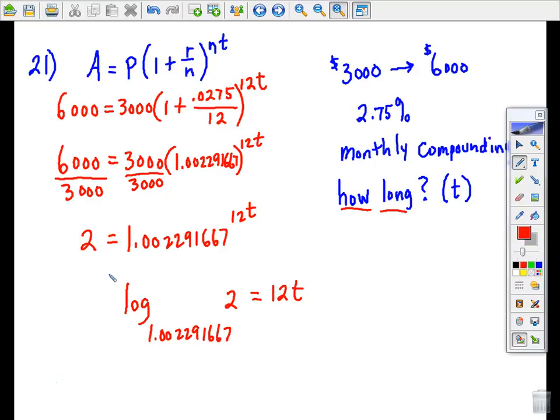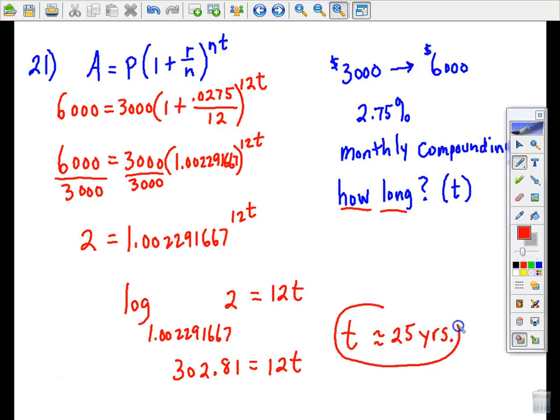And that's 302.81. Equals 12t. 302.81 equals 12t. So that number divided by 12 will get me my answer. So it looks like, and we'll just round it to the nearest year, t is approximately 25 years. And that's my answer for number 21.